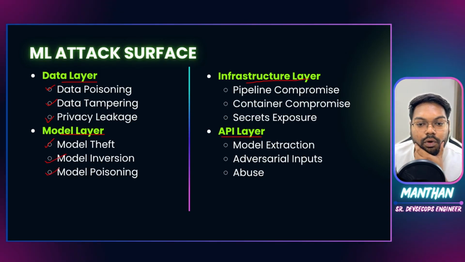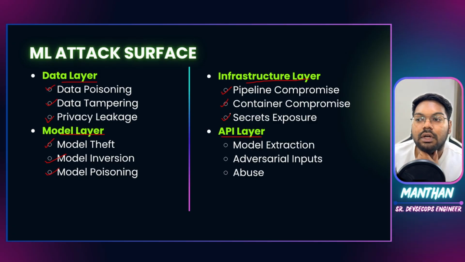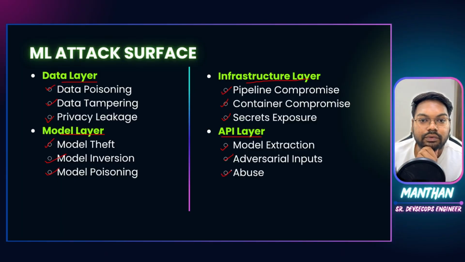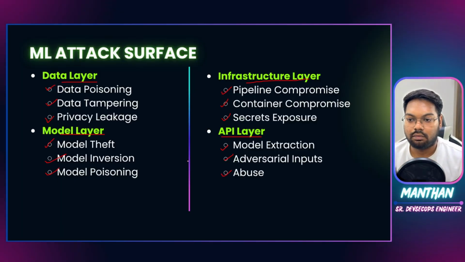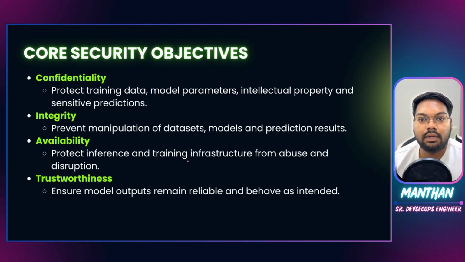Model inversion, then model poisoning is another thing. Then the infrastructure layer could see pipeline compromise, container compromise, or secrets getting exposed. Then the API layer could see model extraction and adversarial inputs that are fed to the model, and then the model behaves in a certain way that it is not supposed to. And then someone could abuse these different APIs or model APIs. So these are the different attack surfaces that we get to see.